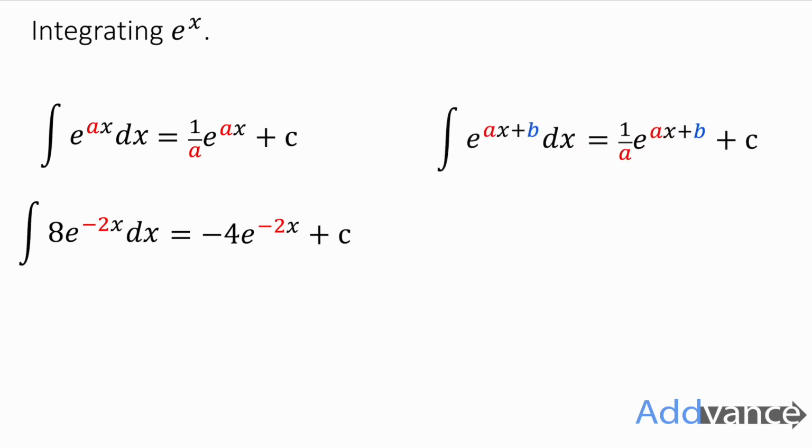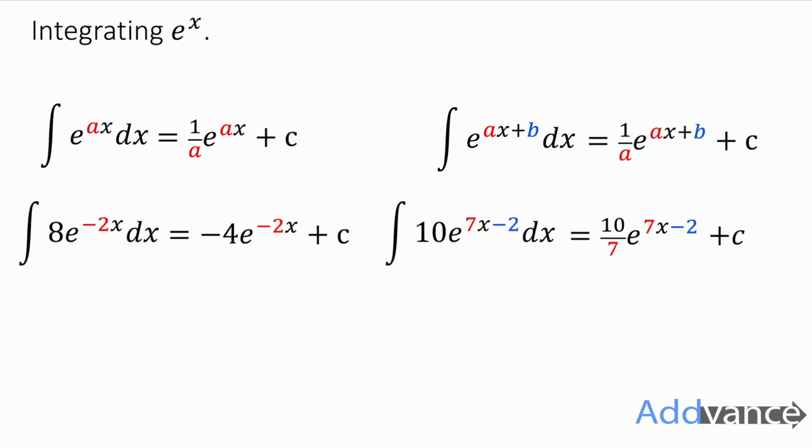So it's 1 over a, e to the power ax plus b, and then plus c on the end. An example of that is the integral of 10e to the 7x minus 2 dx. Well, it's still e to the 7x minus 2, but the number at the start, the 10, is divided by 7. So the e part stays the same, the number at the start is divided by 7. And then we put a plus c on the end. So we get 10 sevenths e to the power 7x minus 2 plus c. That's the rule for integrating e to the power x.